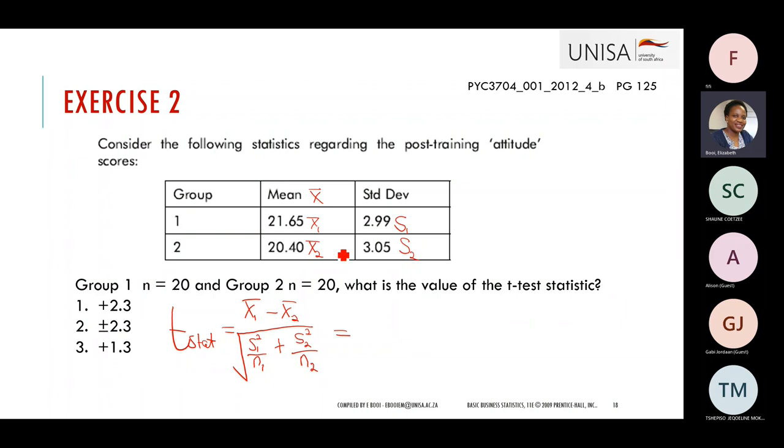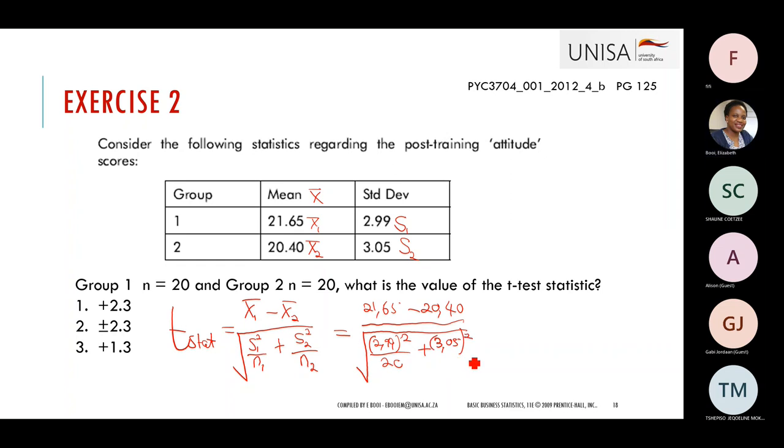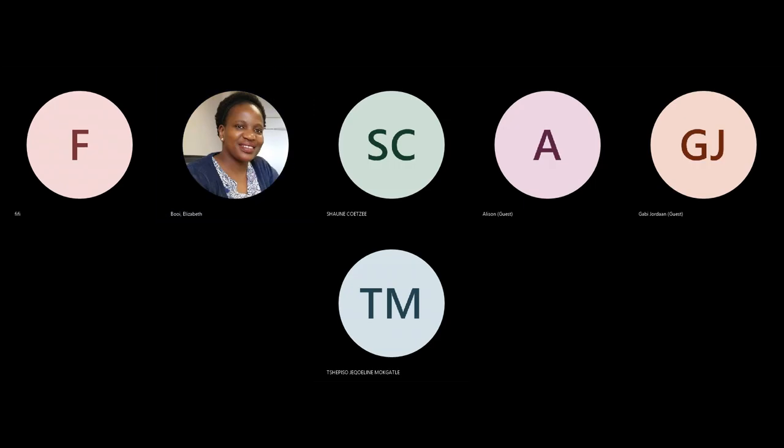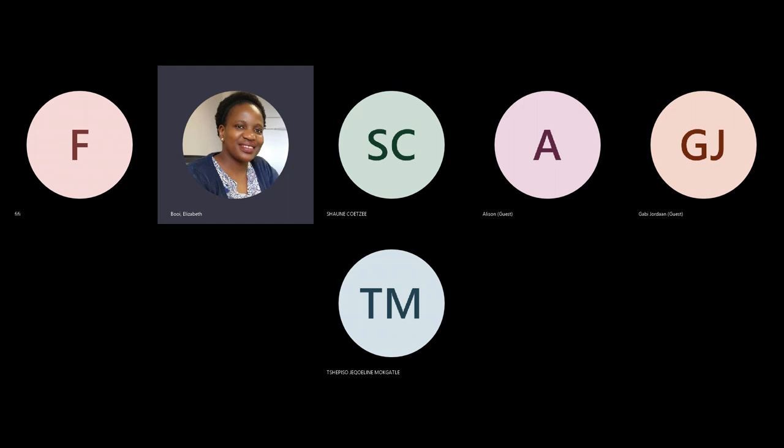So our mean one is 21.65 minus 20.40, divided by the square root of 2.99, and I need to square the answer, divide by 20, because they told me that N is 20, plus 3.05, square the answer and divide by 20. Let me share my entire screen again so I can go to my calculator.